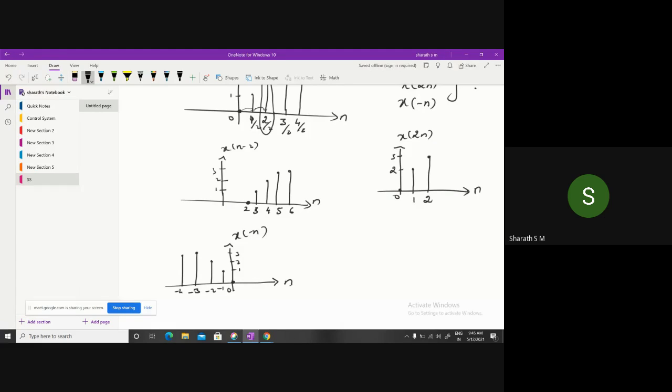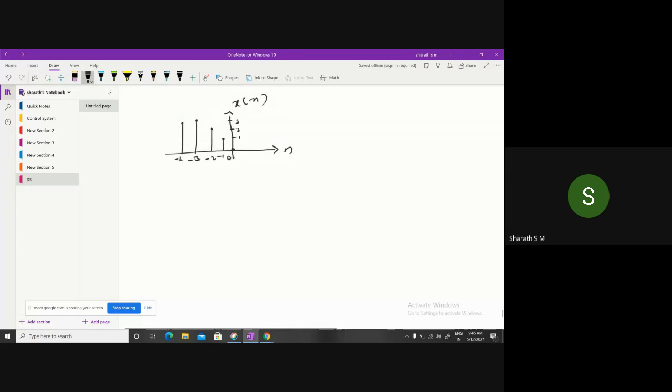What is the next one? Precedence rule for time shifting and time scaling. Write down the precedence rule for time shifting and time scaling.